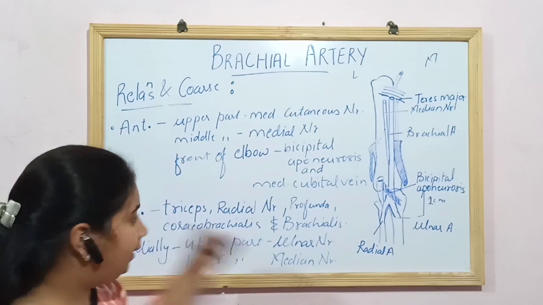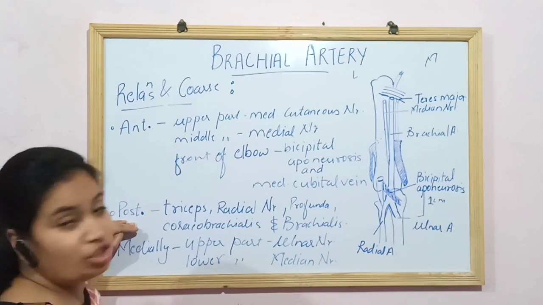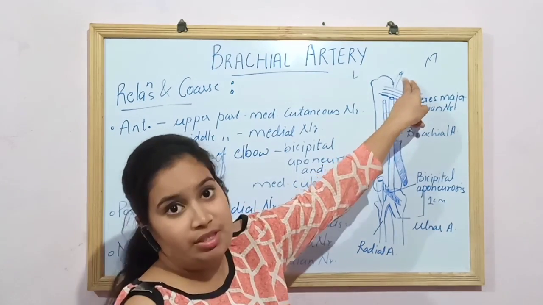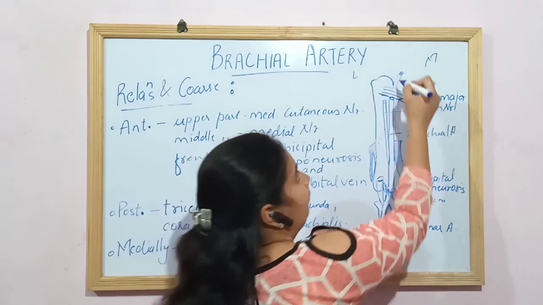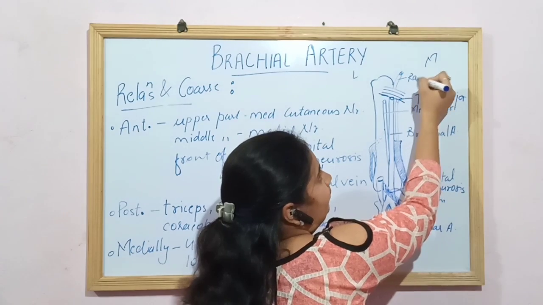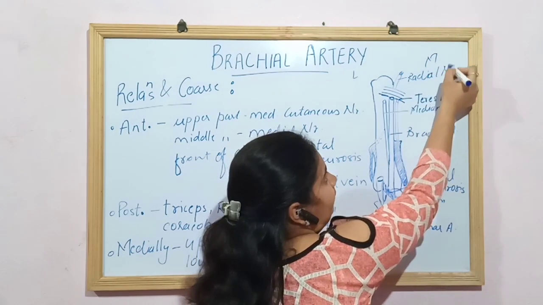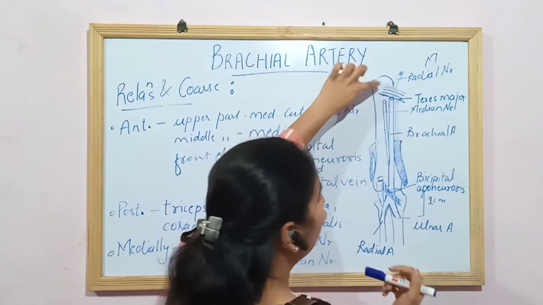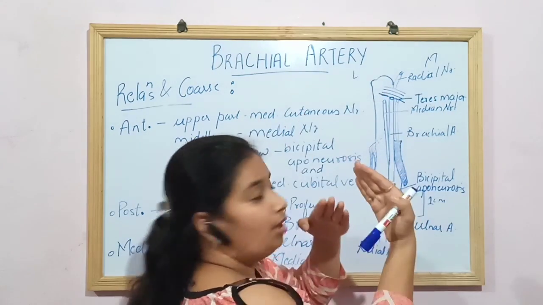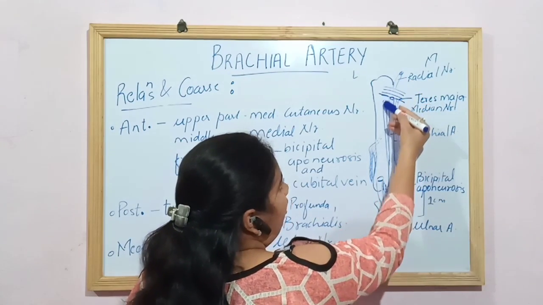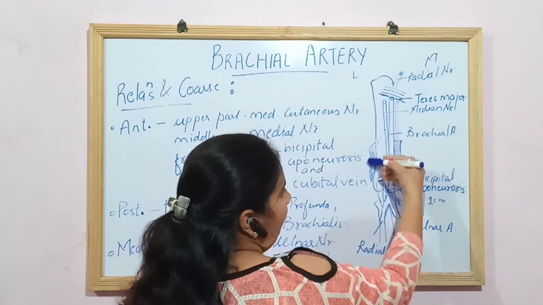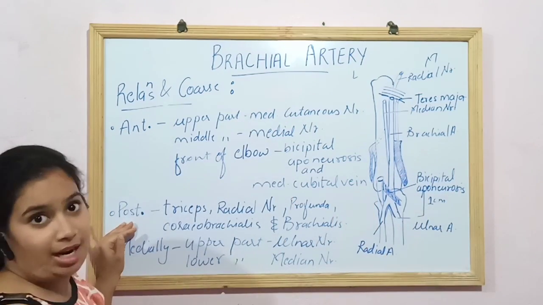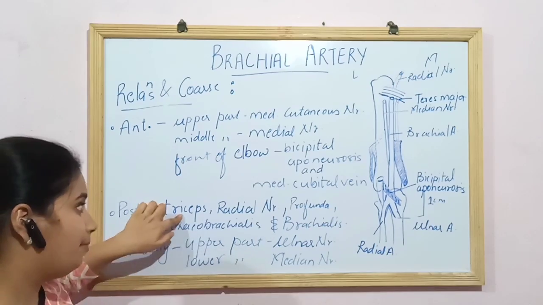Along with this, if we talk about the posterior part, this is the radial nerve, which is running posteriorly, coming downward. This is your humerus bone. So the radial nerve is posterior to the humerus bone, coming downward and coming out from here, on the lateral side. Posteriorly, the brachial artery is in relation with the triceps brachii muscle.